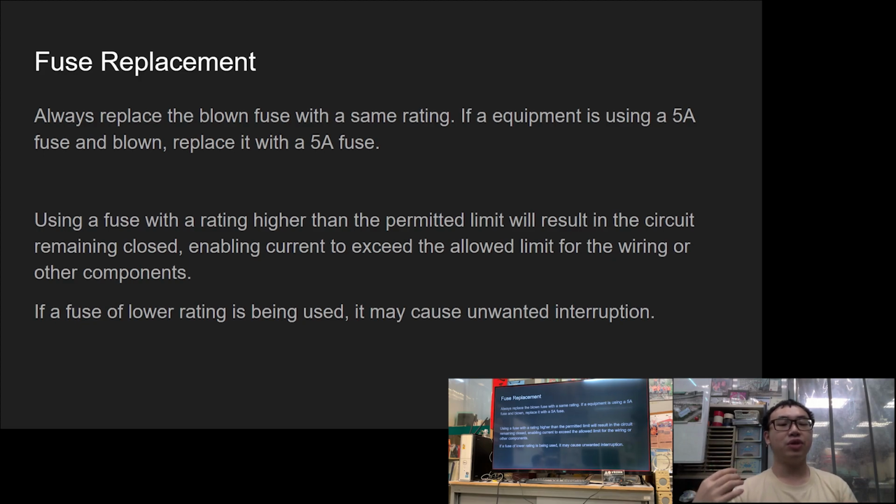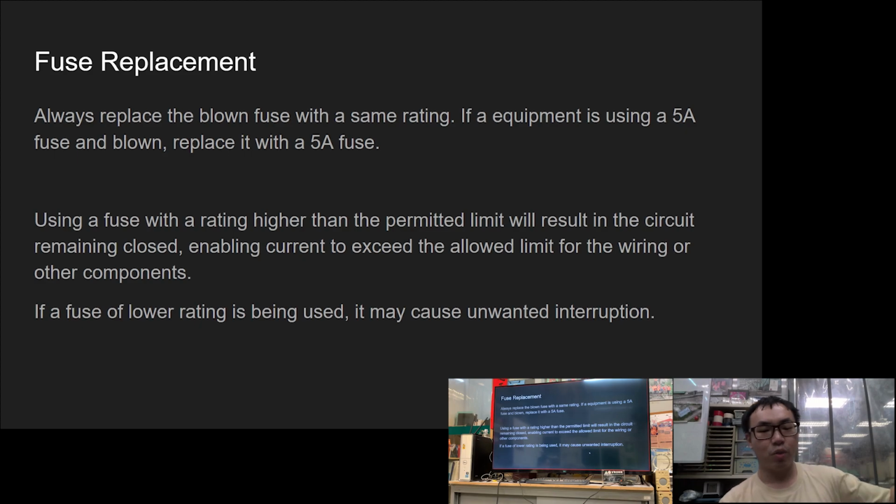But if you are using a much lower rating, like your equipment should have a 3A current running through it, but you use a 1A fuse, then your equipment will not be working. Your fuse will always blow.